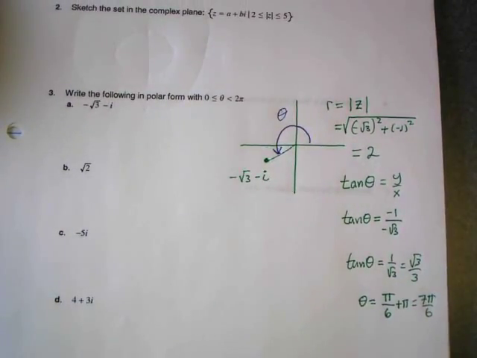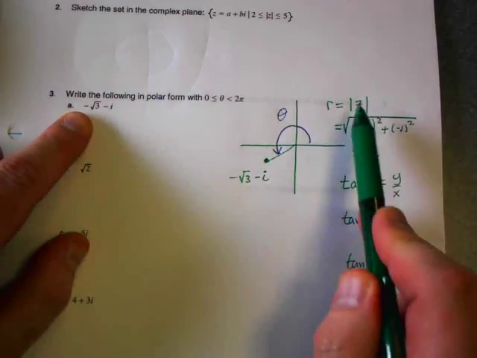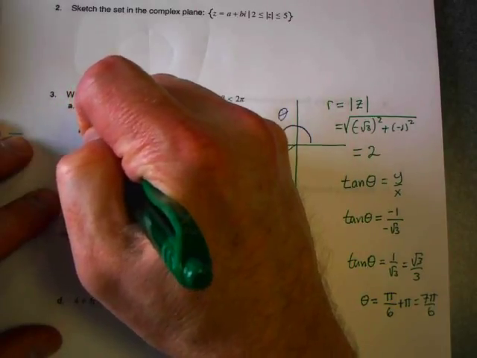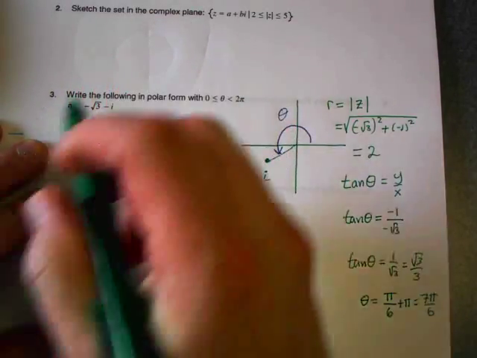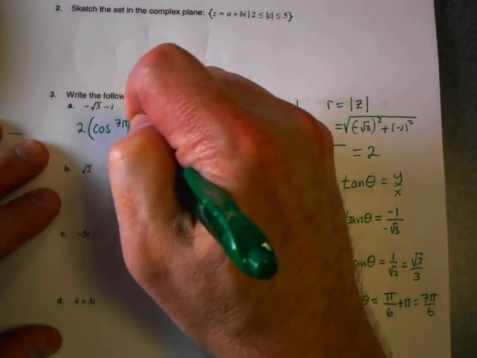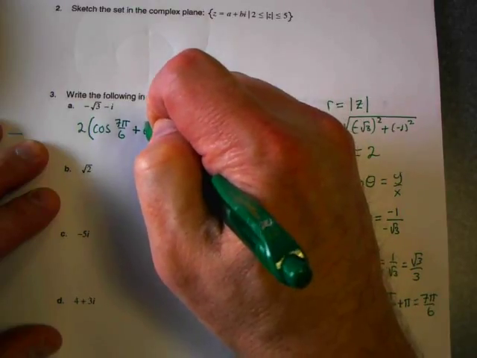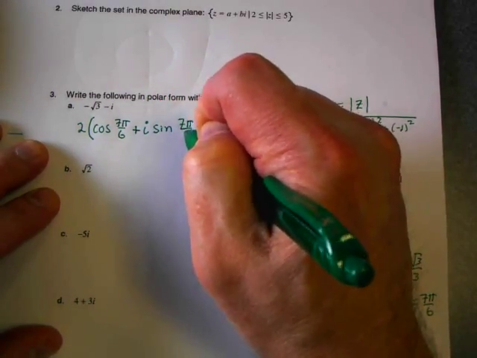All right, so here's the final answer. This number, written in polar form, is going to be the length, which is 2, times cosine of the angle, cosine 7 pi over 6, plus i sine 7 pi over 6.